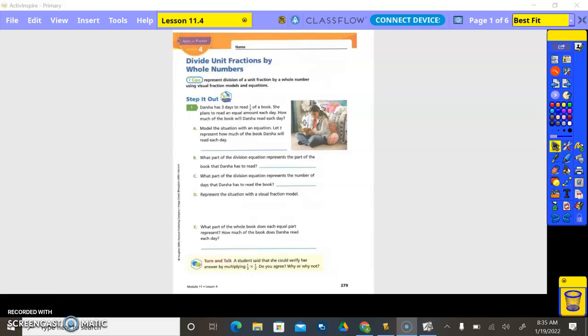Fifth grade math, lesson 11.4. Divide unit fractions by whole number. I can represent division of a unit fraction by a whole number using visual fraction models and equations.